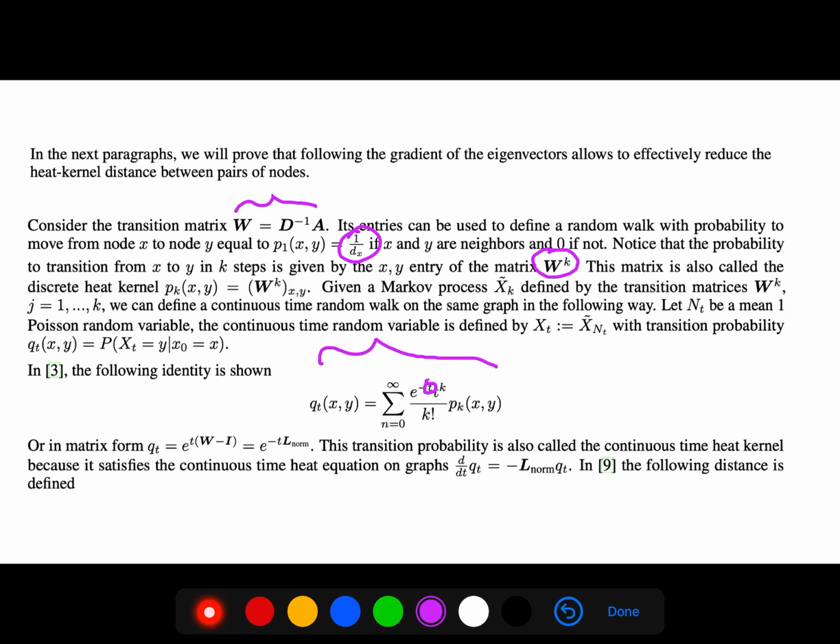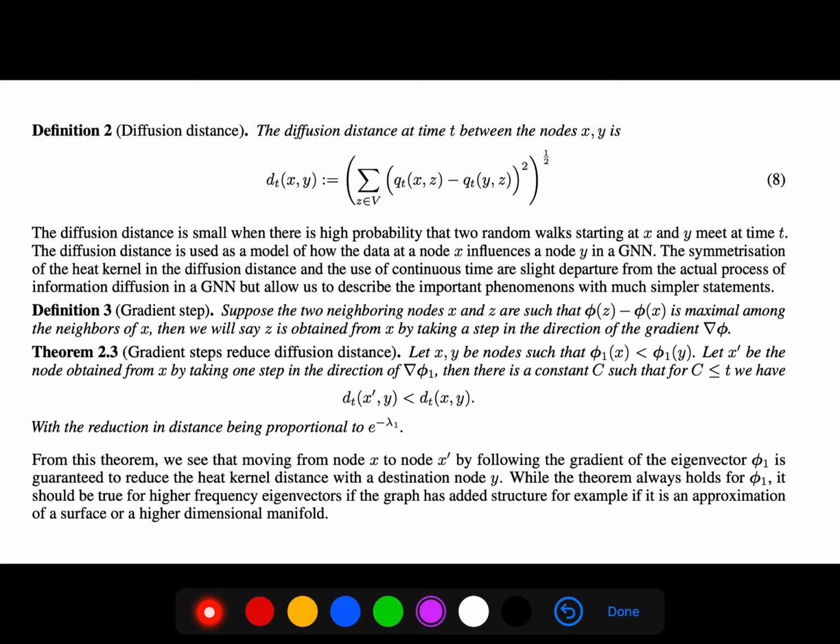This transition probability is also called continuous time heat kernel, as I said, because it satisfies the continuous time heat equation. Just because of this, nothing more magically defined or anything else. The diffusion distance at time t between the nodes x and y can now be written like this.